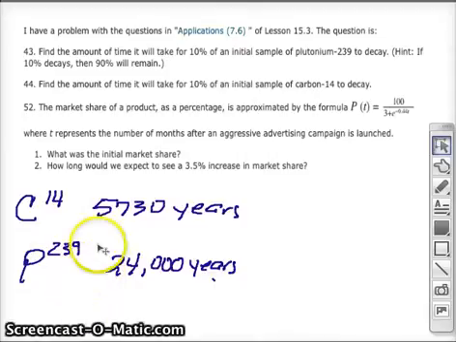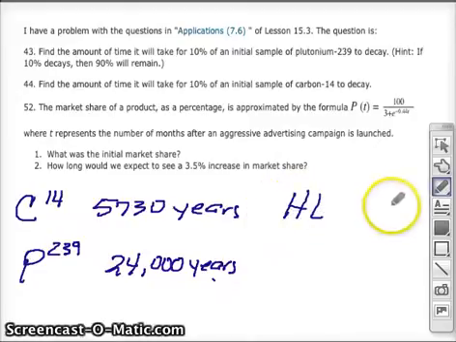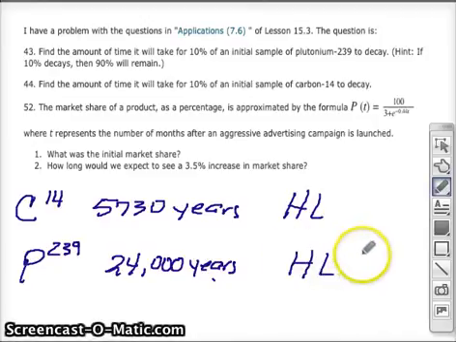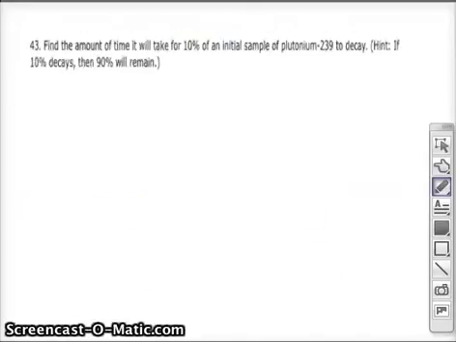Now, keep in mind here that carbon-14 is an isotope of carbon. Half-life is 5730. Plutonium, half-life 24,000 years. Now, obviously, no one has been here 24,000 years, so there's some assumptions that go into radioactive decay. All right, let's take the questions one at a time.